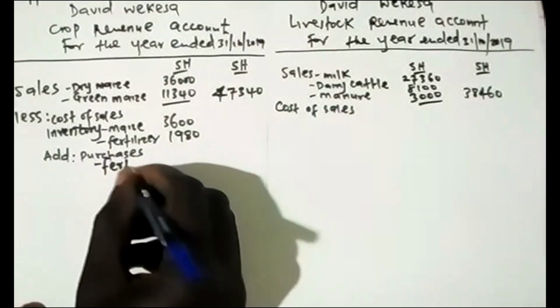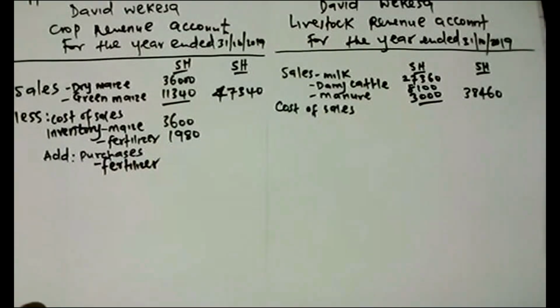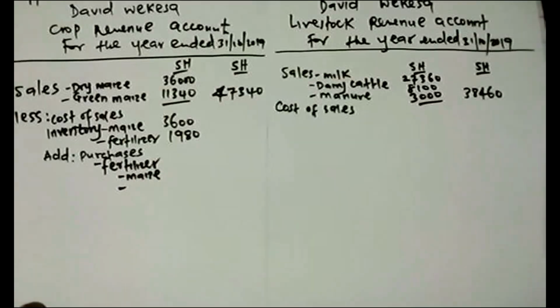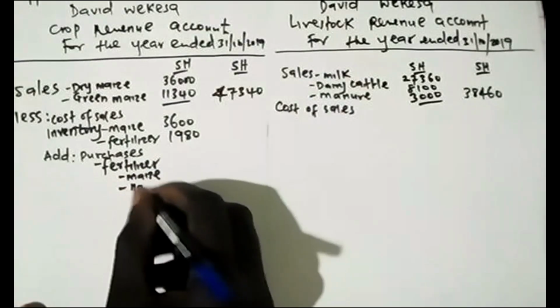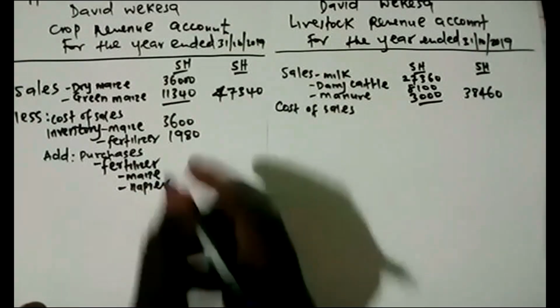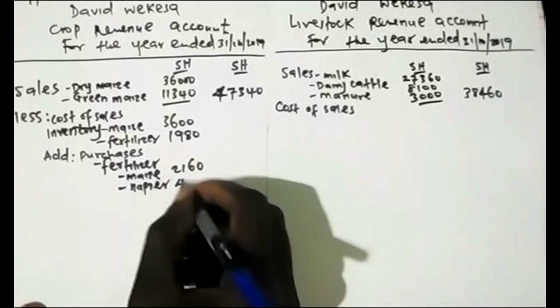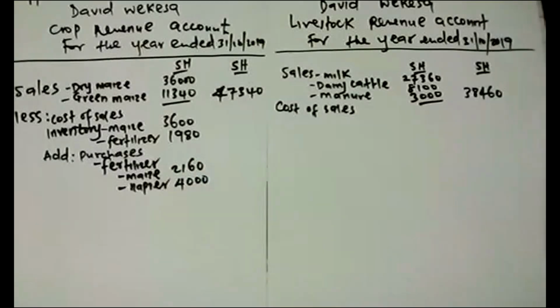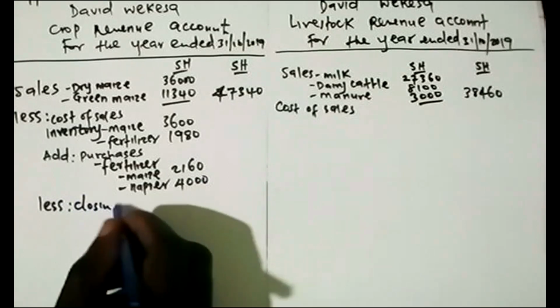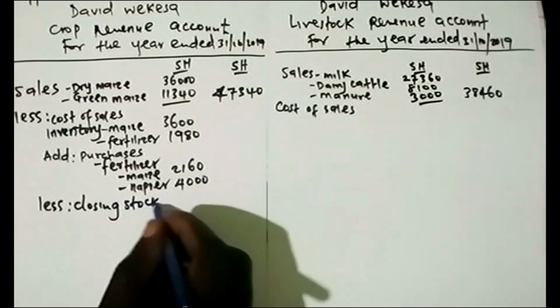So we have a fertilizer, the one which was applied to maize and the one which was applied to Napier grass. I would just say Napier. This one was 2160 and this one was 4,000. Then after that, we have to raise the closing stock.